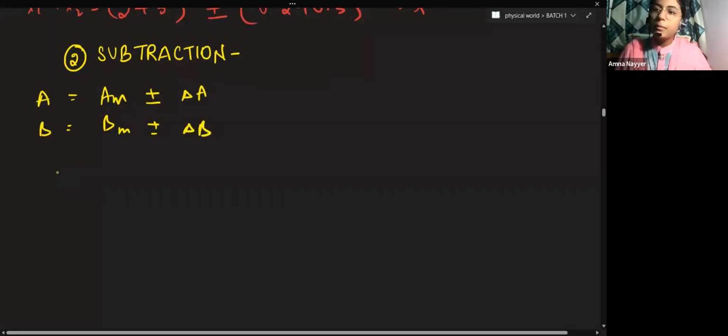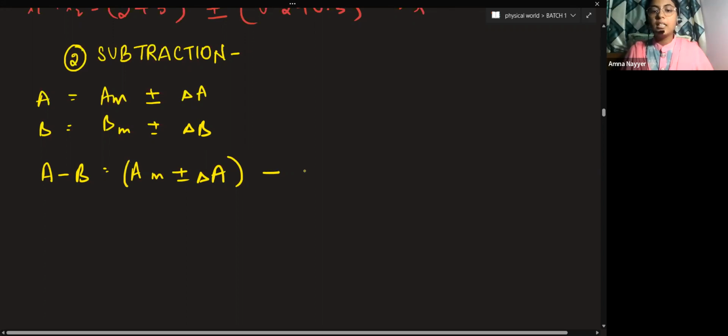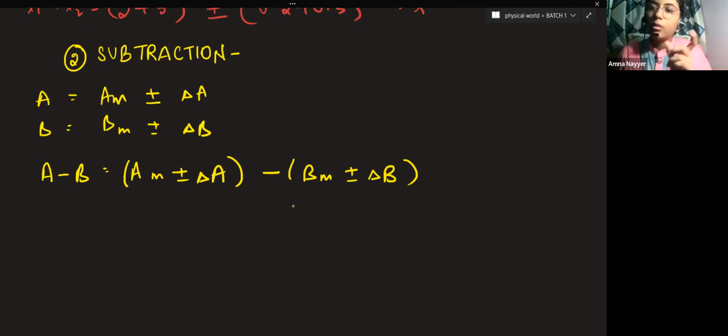Now we have to perform subtraction. In performing subtraction, what will we do? Wherever we added, we'll subtract. For example, if two values are subtracted, A minus B, you have AM plus minus delta A getting subtracted from BM plus minus delta B. These are the two values that you have, and these two are getting subtracted. We wrote the value of A and the value of B, and in between we have a negative sign.